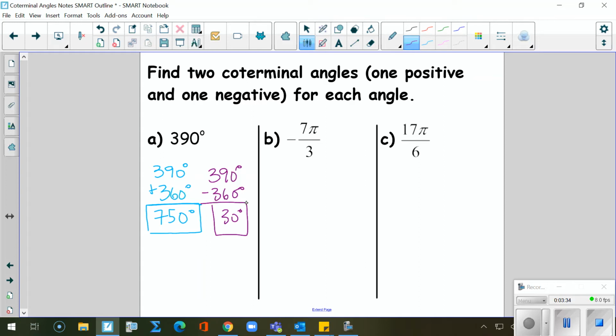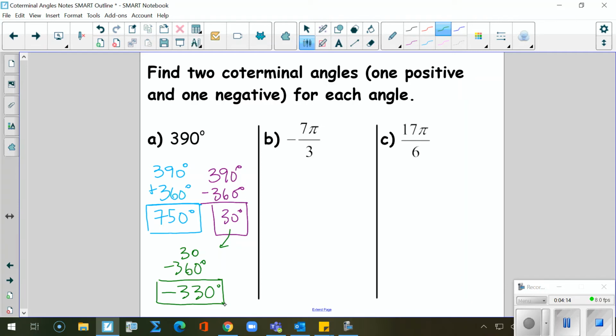I still have to find a negative coterminal angle. So I'm going to pick up from here and subtract 360 again. And that would give me a negative 330-degree angle. So we can add or subtract 360 degrees as many times as we need. And for these directions, we needed one positive and one negative. So we've done even a little bit more than we needed.